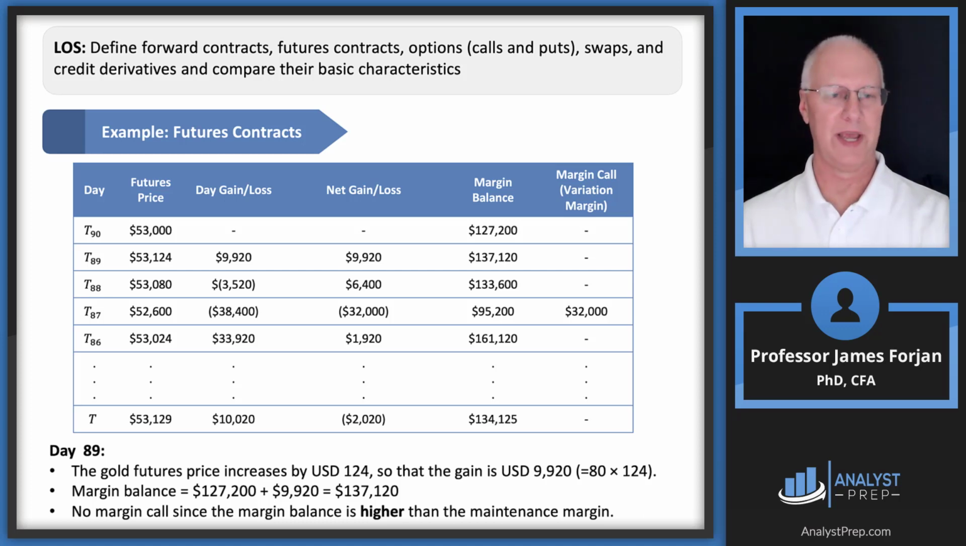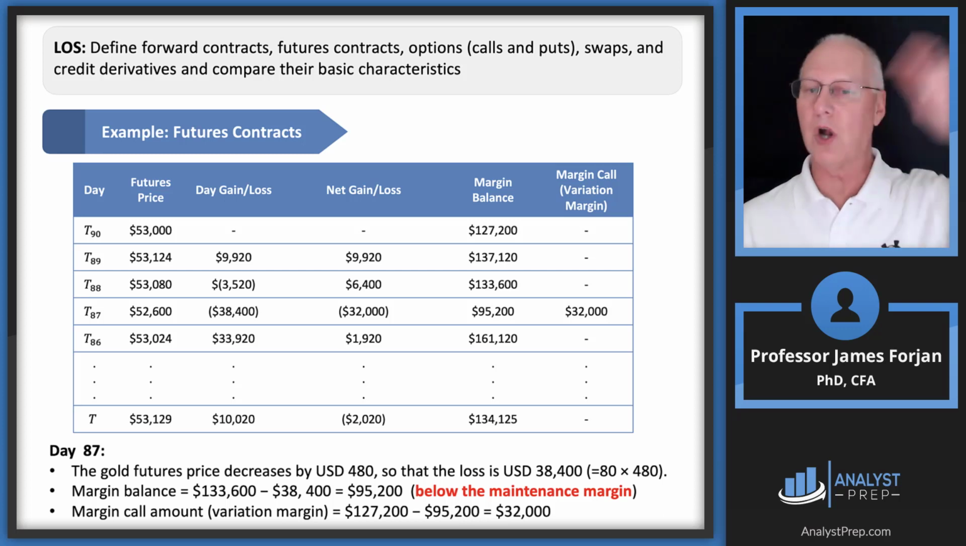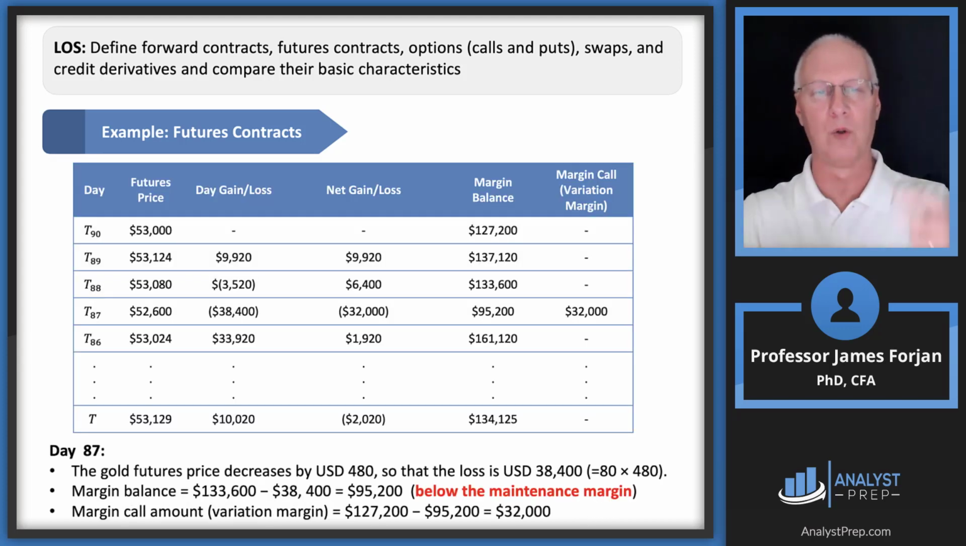And then what happens on day T87? I think we have another slide here. So let's go to this day T87. Oh my gosh, the price falls precipitously. So now we need to take the 52,600 times the 80 and subtract that from the previous day's total. Don't go back and subtract it from the 4,240,000. This is a rolling daily settlement. We already settled on that initial day, so we settle from that previous day. So we lost 38,400.